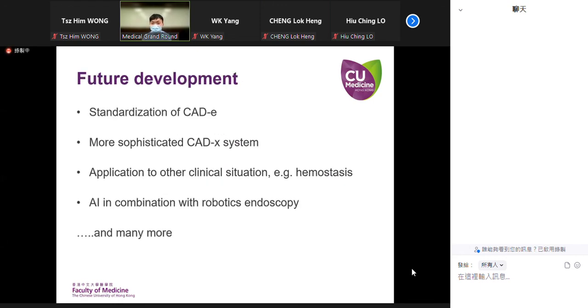For the future development, I would say there are many exciting areas that await. First of all is the standardization of CAD-E systems, as mentioned before. And of course, we are also eagerly awaiting some more sophisticated CAD-X systems, which could provide instantaneous diagnosis. Hopefully, this can also be applied to other clinical situations like endoscopic hemostasis. Another very heated topic recently is robotic endoscopy. It would be very exciting to see AI combined with robotic endoscopy in the future. And by the time our students graduate, I'm sure there will be many more exciting fields of AI being developed. So let's just be open-minded.